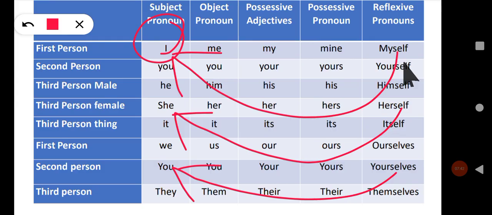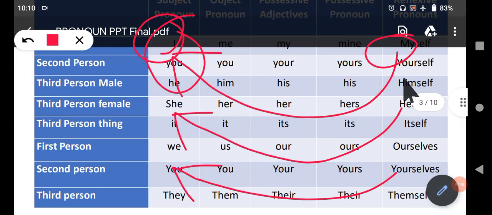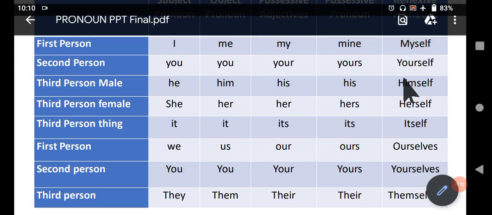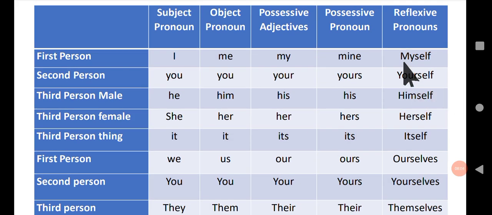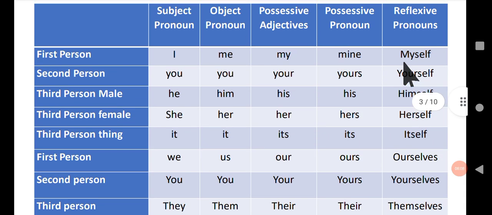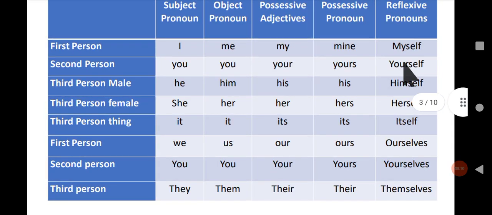Let me say, I have seen myself in the mirror. She has hurt herself while driving. So herself is used with she. Without the use of subject pronouns, if you are using any reflexive pronoun, then remember your usage is improper, not correct. Got it? So please learn these pronouns which you have in your text.